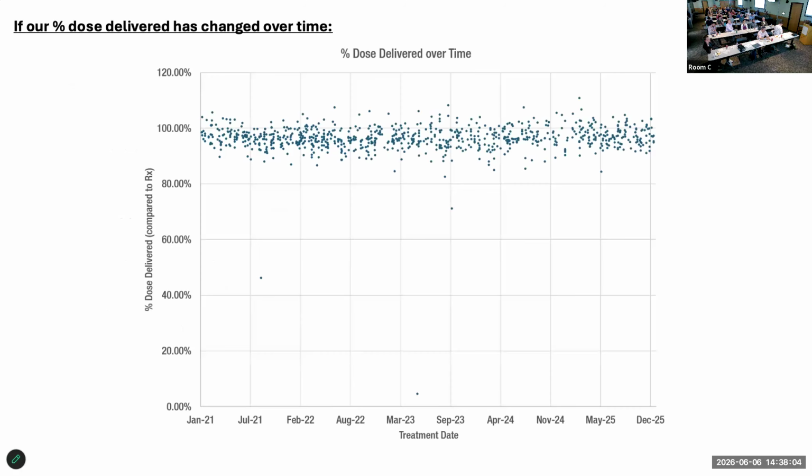Here's an example of some of the data I have. This is percent dose delivered over time. Our limits are 80 to 120%, so anything falling below that is going to be our medical event. This lets us know, and I could split it up by authorized user, I could split it up by treatment type, everything like that.